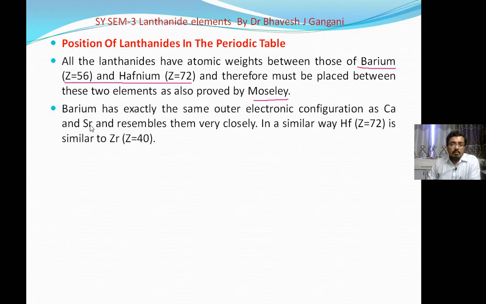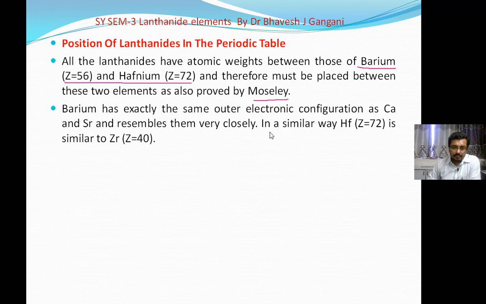Now barium. When we take barium, it is present in the S block and is an alkaline earth metal. So according to its electronic configuration, it will come exactly below calcium. Just you have read, you will know, calcium, strontium and barium come one by one in the same group. So he informed that barium has exactly the same electronic configuration like calcium.